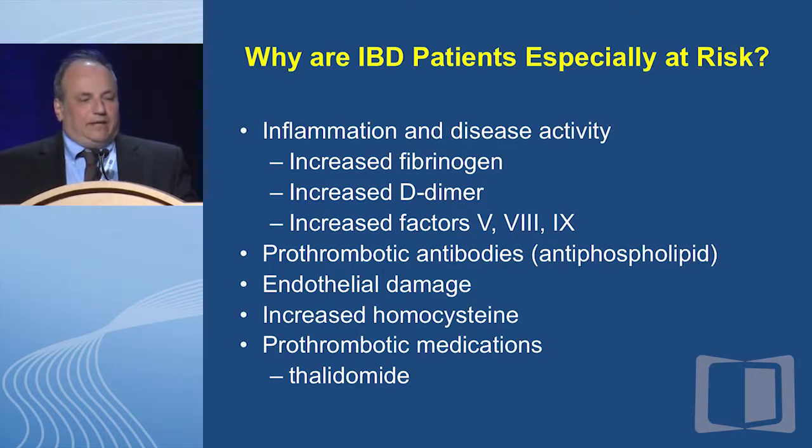Now, why are IBD patients especially at risk? Data suggests the most common factor that predisposes these patients to thrombosis is inflammation and disease activity. And patients, especially with active colitis, have increased fibrinogen, increased D-dimer, and increased clotting factors. In addition to inflammation, though, there are other causes in IBD that may predispose to thrombosis.